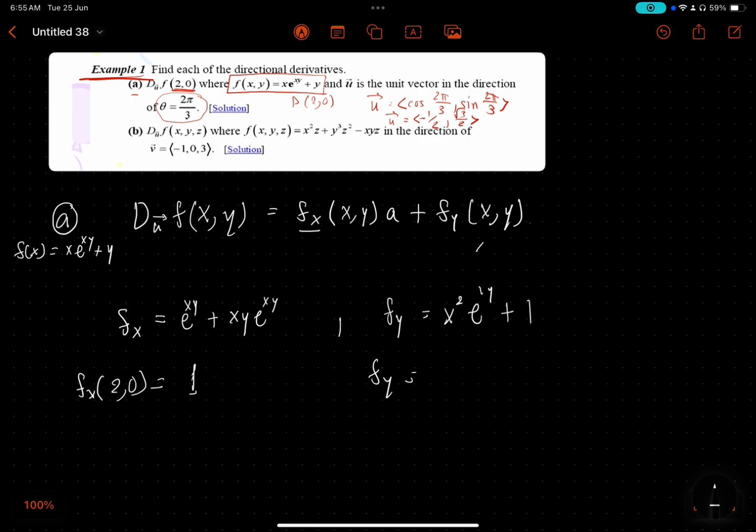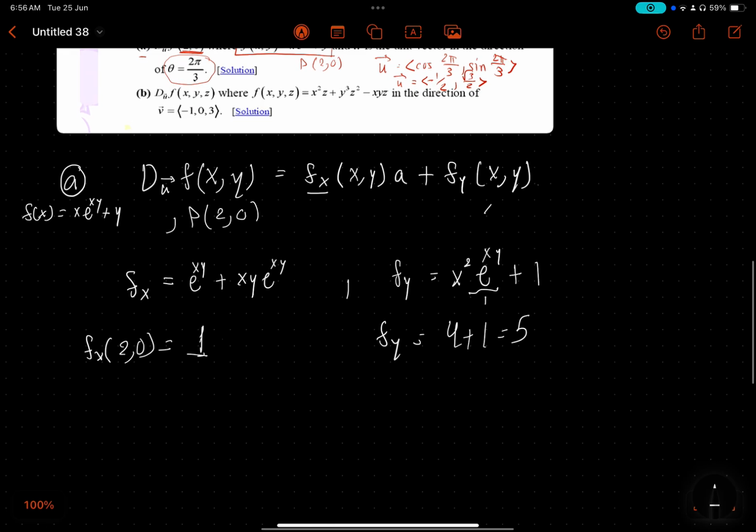And for y, we're gonna have x squared. So the point is 2, 0. We're gonna have x squared, so we're gonna have 4. 4 plus 1 equals 5. So fy is 5.